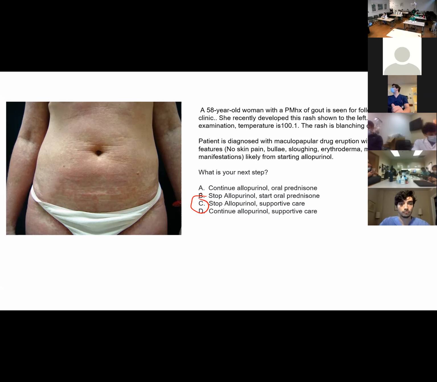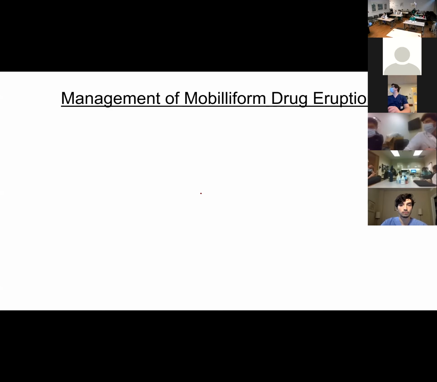And then for extra credit, what is second line for gout? Does anyone know for gout prophylaxis? Decreasing uric acid. Yeah, so I started her on febuxostat. She did well.